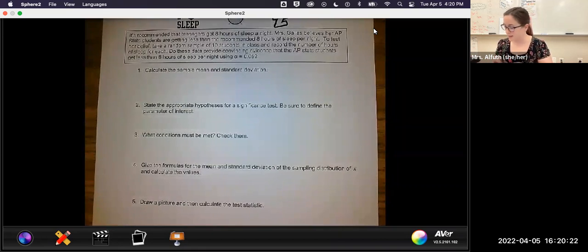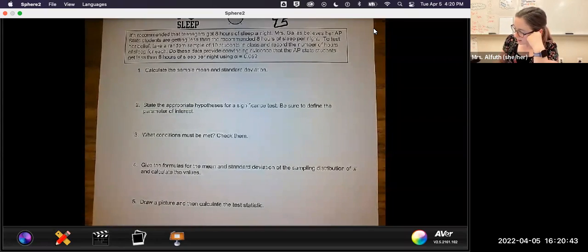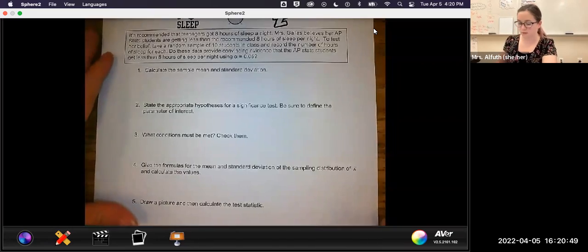It's recommended that teenagers get 8 hours of sleep a night. Mrs. Gallus believes her AP Stat students are getting less than the recommended 8 hours of sleep per night. To test her belief, take a random sample of 10 students in class and record the number of hours of sleep for each. Do these data provide convincing evidence that the AP Stat students get less than 8 hours of sleep per night, using alpha equal to 0.05?